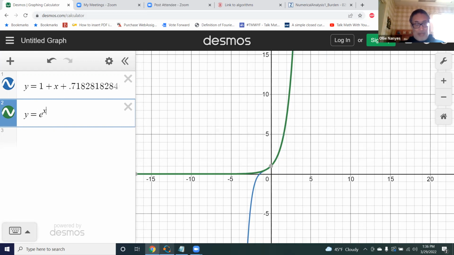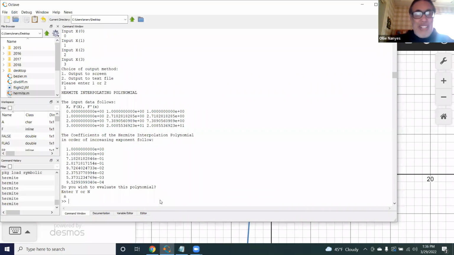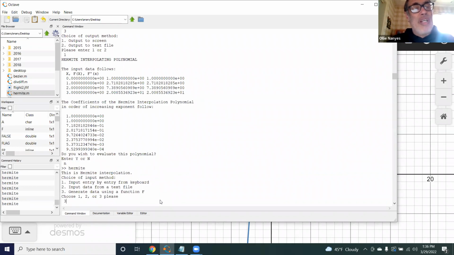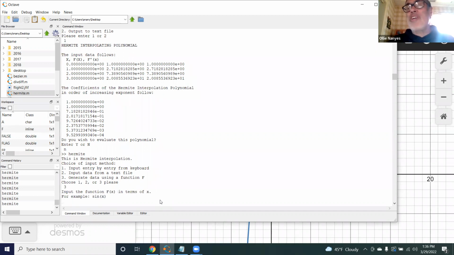Now, let's do a second one. And let's run Hermite again. And this time, I'm going to choose a different function here. So this function I'm going to choose is exp of sine of x. That's kind of an interesting function. It's not quite as boring as just e to the x.